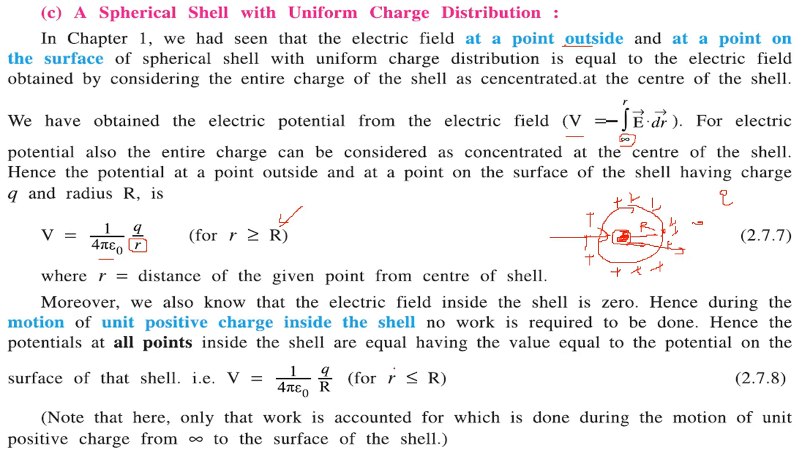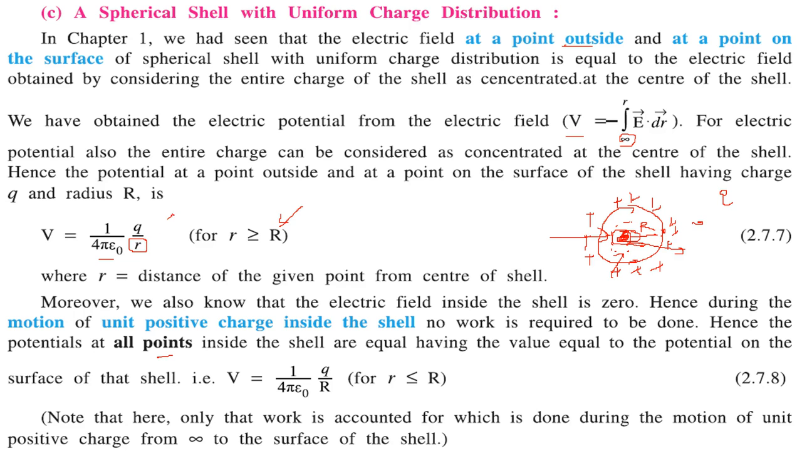And also, we know that the electric field inside the shell is zero, because the point of discussion is the spherical shell with uniform charge distribution. So the electric field inside this is zero. So during the motion of a unit positive charge inside the shell, there is no work done. There is no work required to be done. So the potential at all points inside the shell will have the value which is equal to the potential on the surface.